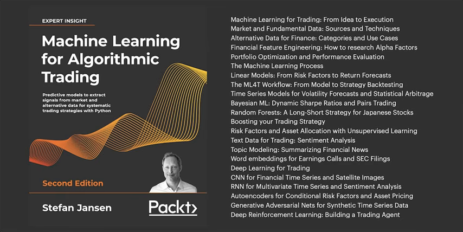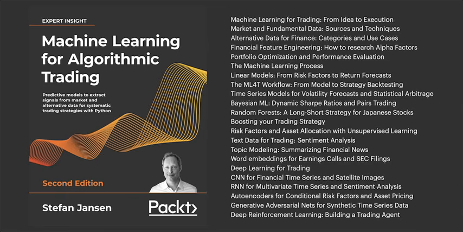Outline and chapter summary. Part 1. From Data to Strategy Development. Chapter 1 explores industry trends that have led to the emergence of machine learning as a competitive advantage in the investment industry. It examines how machine learning fits into the investment process to enable algorithmic trading strategies.